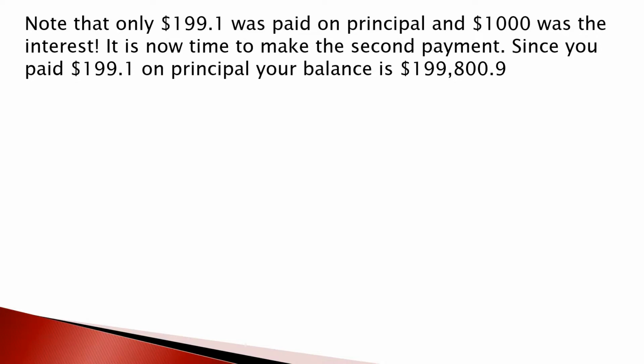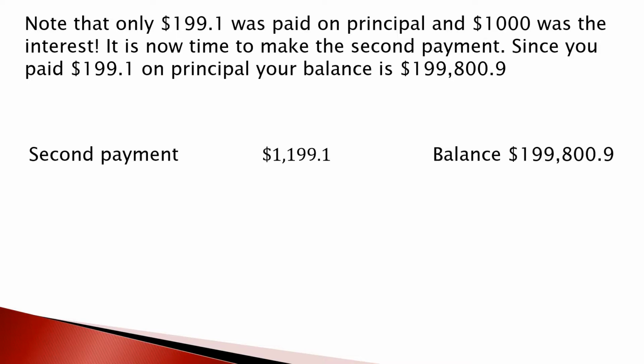Note that only $199.10 were paid on principal, and the whole $1,000 was the interest. It is now time to make the second payment. Since you paid already $199.10 on your principal, your balance is reduced, is no longer $200,000. Now it's $199,890. So now it is time to make the second payment.